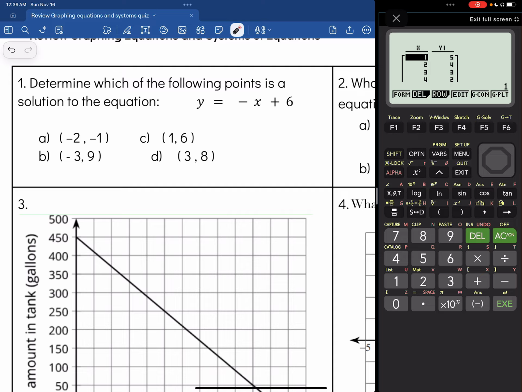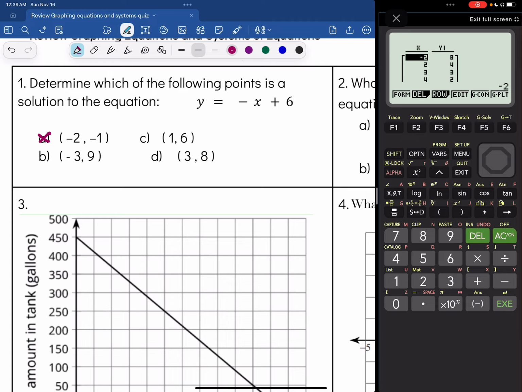On my calculator screen, I'm not seeing any of the negative values. So to see the negative values, I can just type in -2 and hit enter. We see that when x is -2, y is actually 8. But in our answer choice, we have -2, -1. So obviously we can eliminate A. It's definitely not going to be A because the point in choice A is not on our table in the calculator.